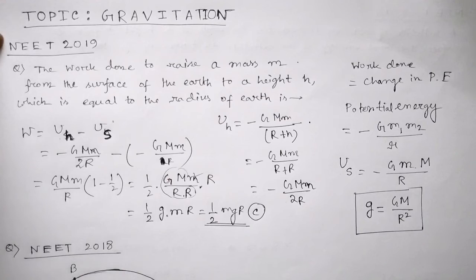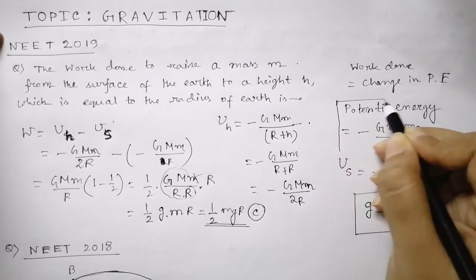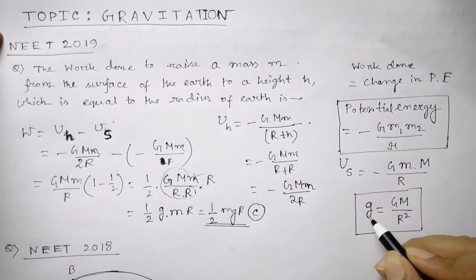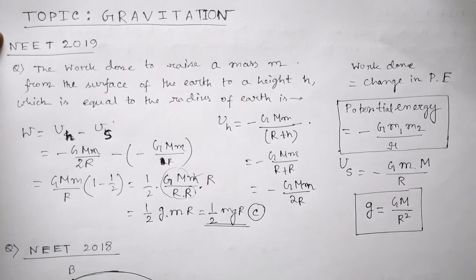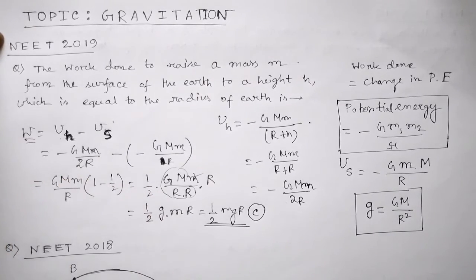So from this question you have learned two formulas. Number one, what is the formula of potential energy? Minus G M m by R. And what is the formula of the acceleration due to gravity? g equal to G M by R square. And work done is simply the difference in the potential energies.